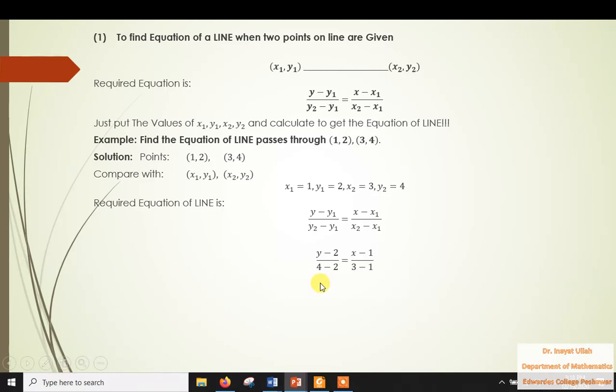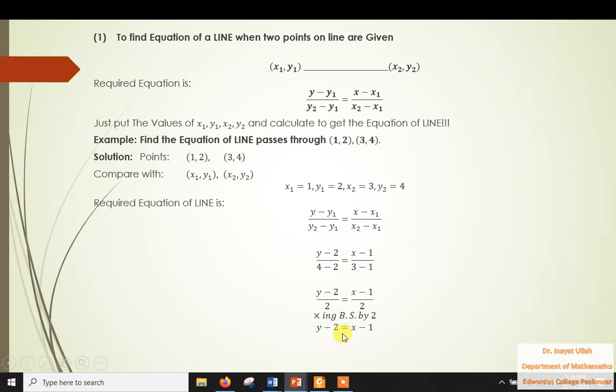How could we simplify this equation? 4 minus 2 is 2 and 3 minus 1 is 2. So that is written here, 4 minus 2 is 2, 3 minus 1 is 2. Multiplying this equation by 2, this 2 will be dropped from both sides, and we are left with this equation.